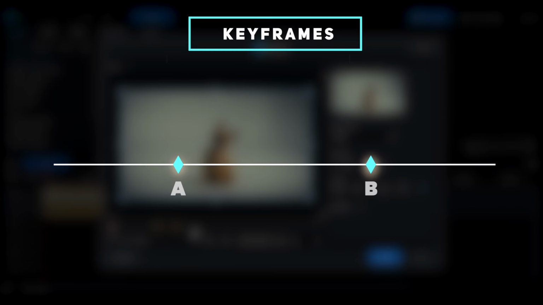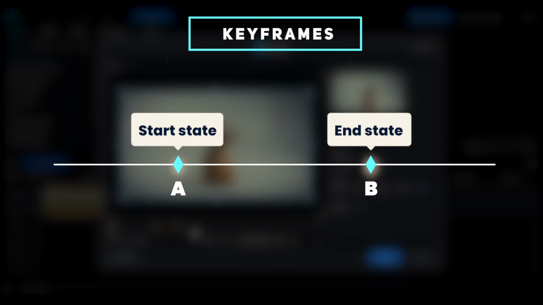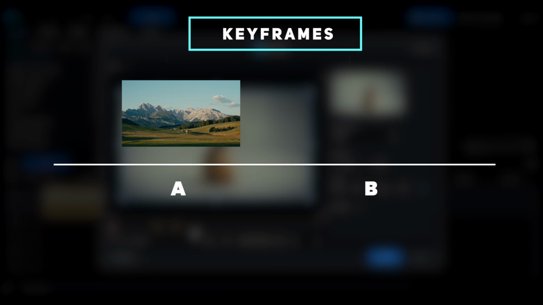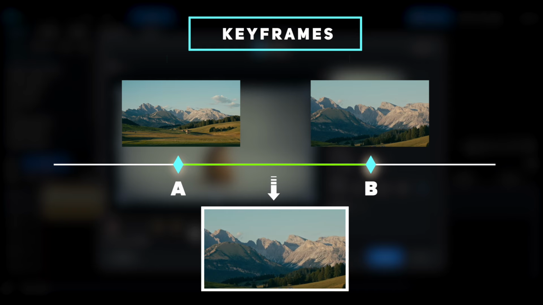You can think of them as markers on the timeline that tell PowerDirector, at this point, the screen should look like this, and at that point, it should look like that. The software will automatically generate the animation between these points. For example, if you want the screen to stay at its original size at point A, you can add a keyframe there. Then, if you want the screen to zoom in at point B, add another keyframe. Once this is set up, PowerDirector will automatically create a zoom-in effect from point A to point B.